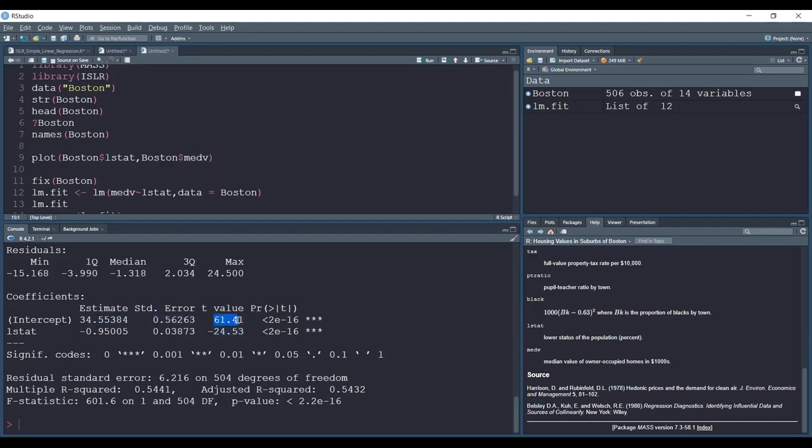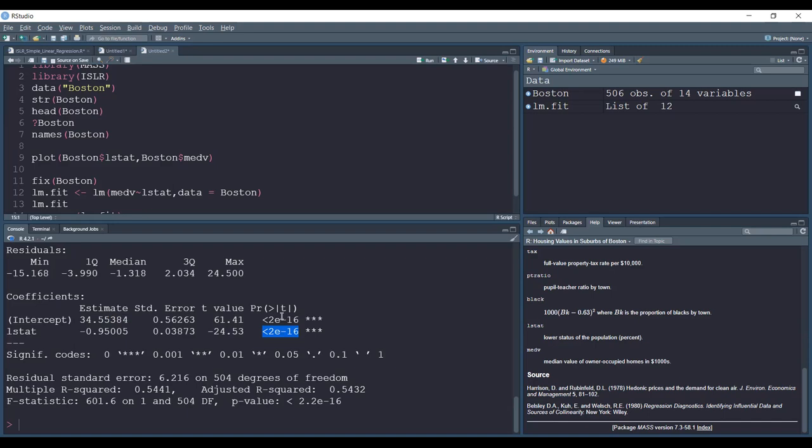And these have very large absolute values, so you get an extremely small p-value. Where do we use the p-value? The p-value is used to determine whether we reject the null hypothesis.